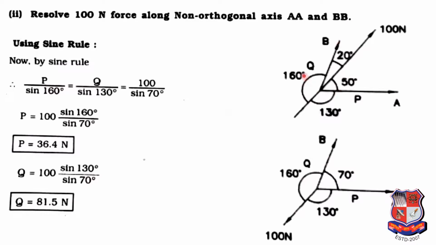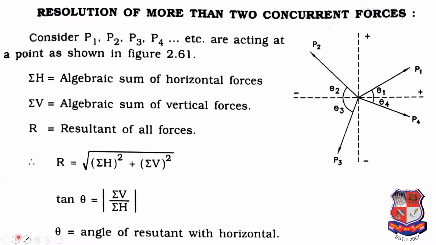Then you can see using the sine rule, P upon sine 160 is equal to Q upon sine 130 is equal to 100 upon sine 70. So what will be P? P is equal to 100 sine 160 upon sine 70. Simplifying that, P will be 36.4 Newton, and Q will be 100 sine 130 upon sine 70. So Q will be 81.5 Newton.